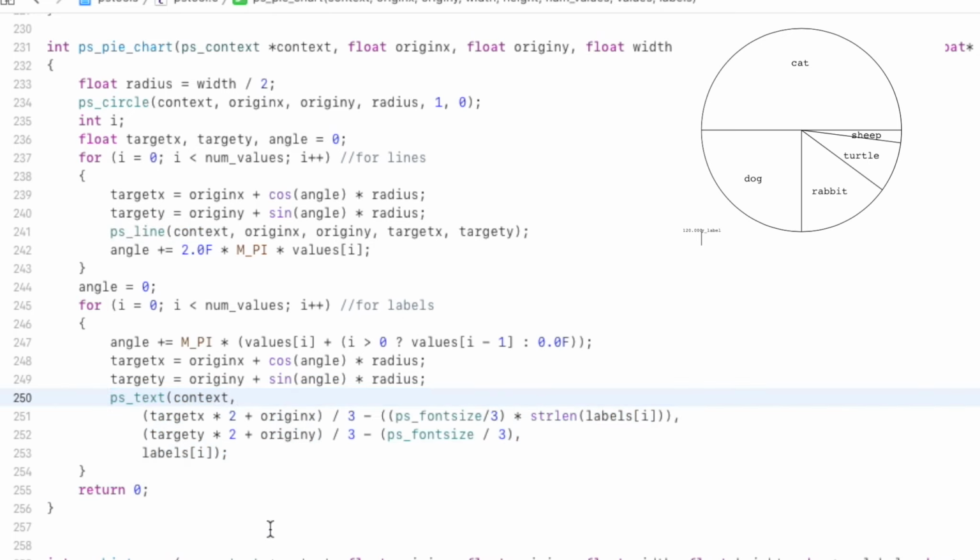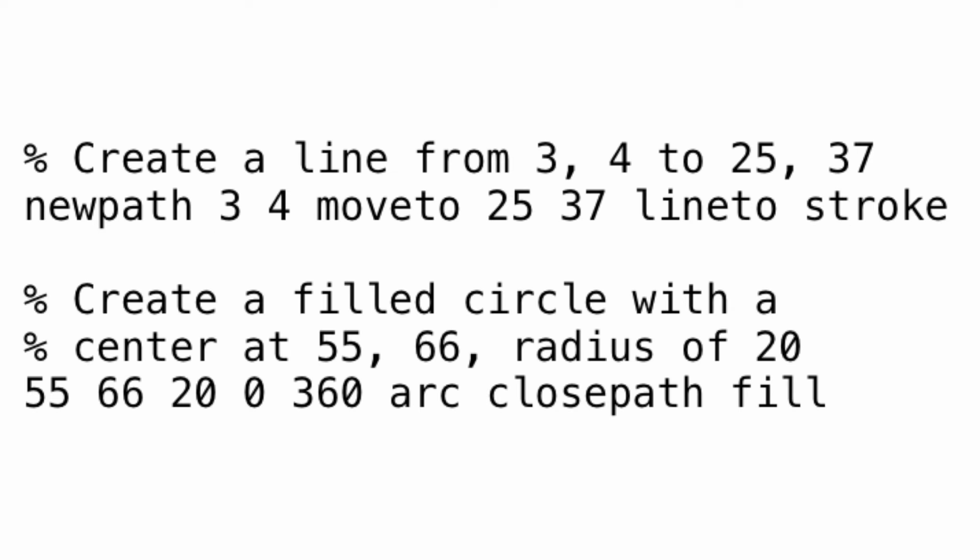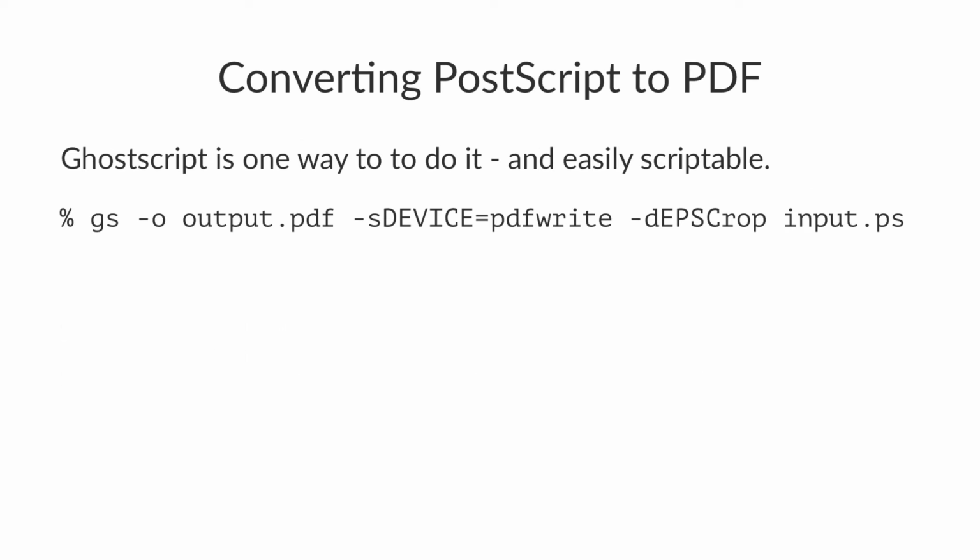As for the details of what the library actually generates, here's the boilerplate that has to be at the start of a PostScript file, defining the size of the drawing area. And then here are the actual PostScript calls that create the graphics. It's easy to convert PostScript into PDF, which can then be inserted into other documents. We use GhostScript, but there are other tools that you can use for this too.